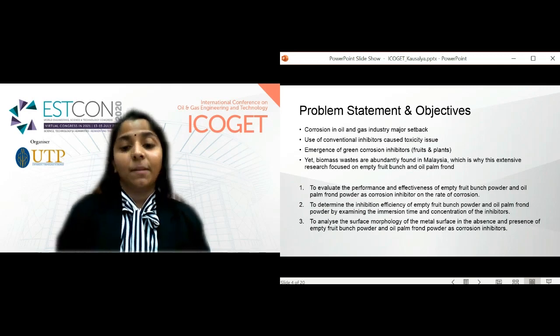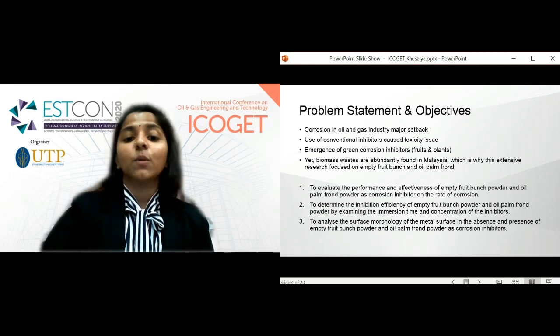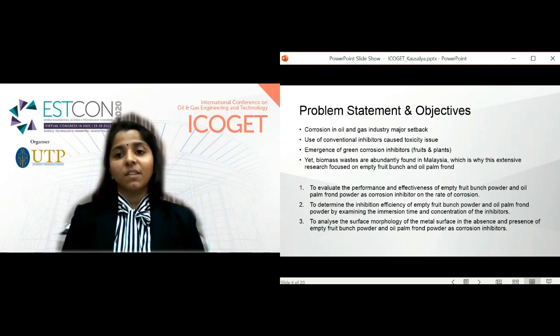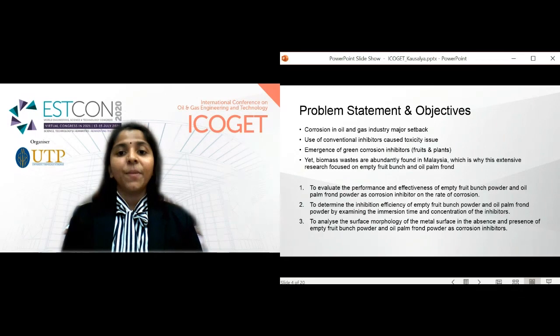Comprehending the problem statement, three objectives were targeted for this research. First, to evaluate the performance and effectiveness of empty fruit bunch powder and oil palm frond powder as corrosion inhibitor for the rate of corrosion. Secondly, to determine the inhibition efficiency of empty fruit bunch powder and oil palm frond powder by examining the immersion time and concentration of the inhibitors. And lastly, to analyze the surface morphology of the metal surface in the absence and presence of empty fruit bunch powder and oil palm frond powder as corrosion inhibitors.